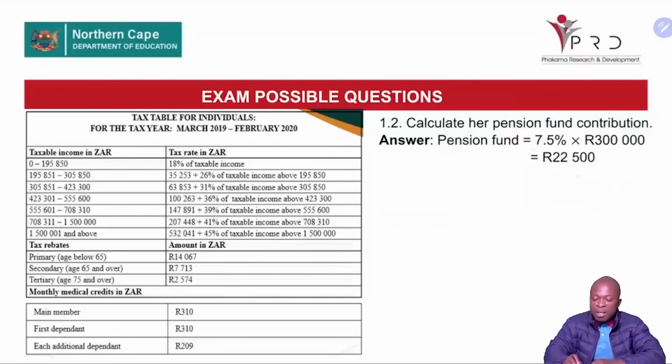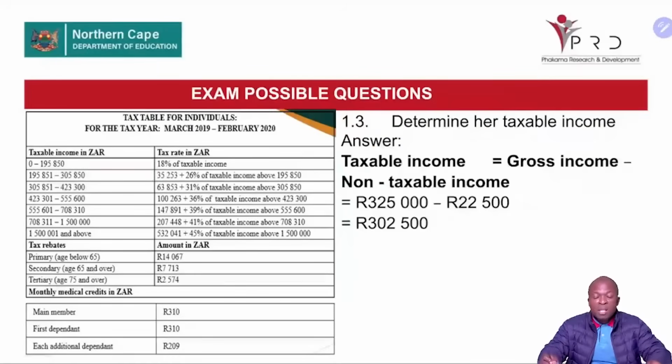Calculate her pension fund. So, pension fund, you pay pension fund on your normal salary, but not on your bonus. You pay tax on a bonus, but not on a pension fund. Don't forget. You pay tax on the bonus, but you don't pay pension fund on the bonus. So, we take the 7.5%, we multiply by 300,000, and that gives us 22,500. That is the pension fund, because that's what the examiner wanted.